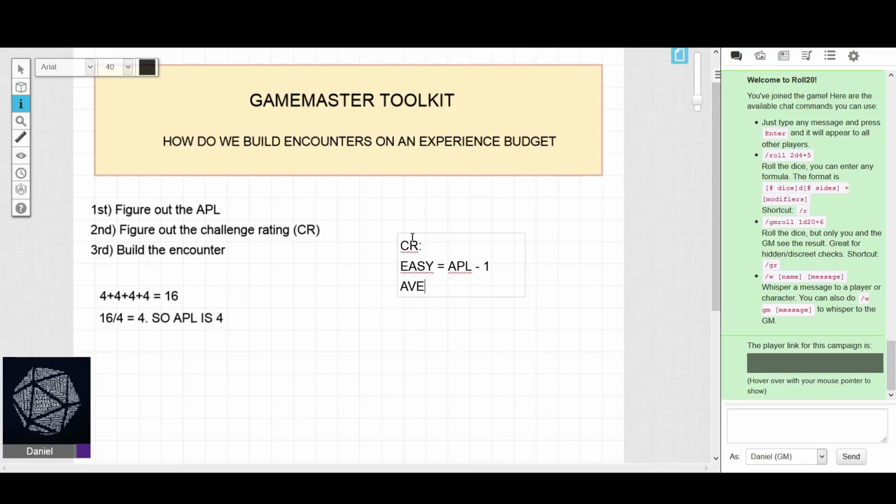An average encounter would be a challenge rating of their APL flat, unmodified. A challenging encounter would be a challenge rating of their APL plus 1. Hard, their APL plus 2. And epic, their APL plus 3.